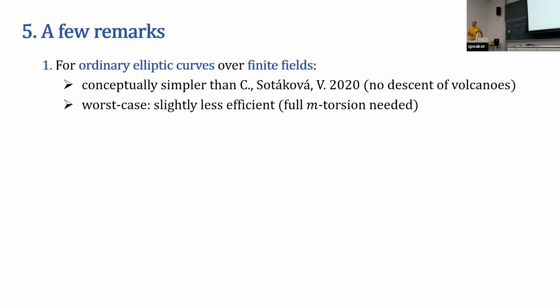But in the worst case, it's slightly less efficient. And the reason is that for the Weil pairing, you need to see the full torsion. So you need to go to an extension field where you see the full M torsion. Whereas for the Tate pairing, you only need one component. And so you can sometimes work over a small extension.